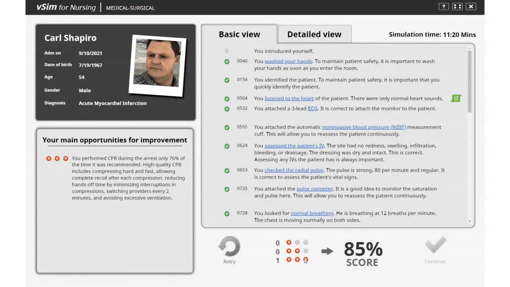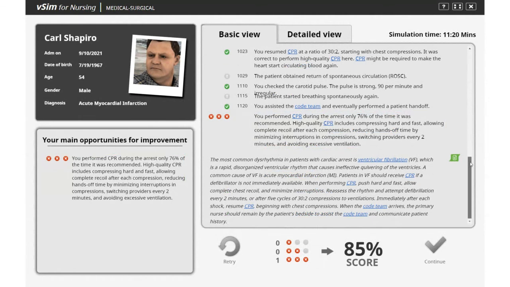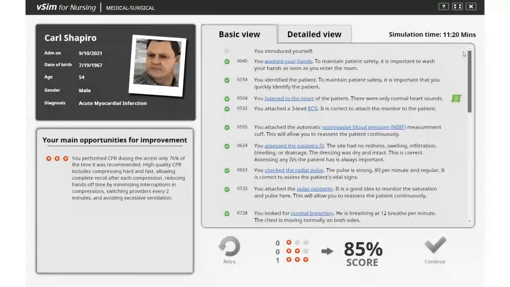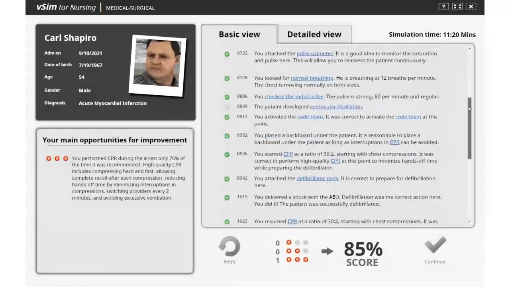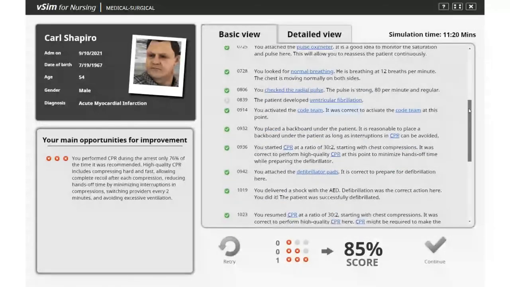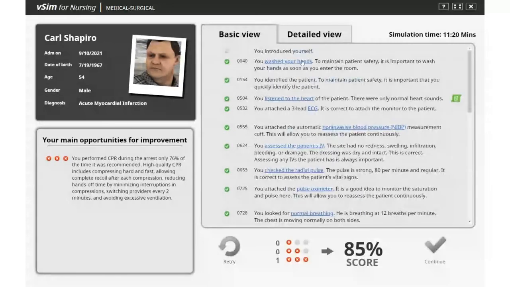So, oh boy. So as you guys can see, it's telling me here that there's some definite opportunities for improvement. However, with that being said, when you look over here, you can see that there was a lot of clinical decision making that was 100% accurate. Now, it will also tell you that I was in the simulation for 11 minutes, 20 seconds, and it shows you step by step exactly what you did.